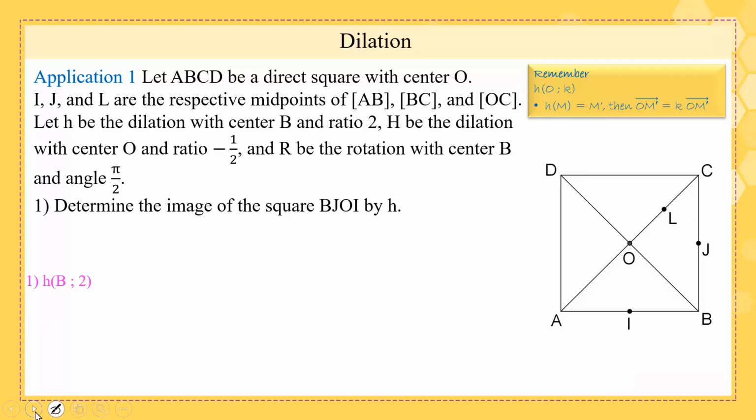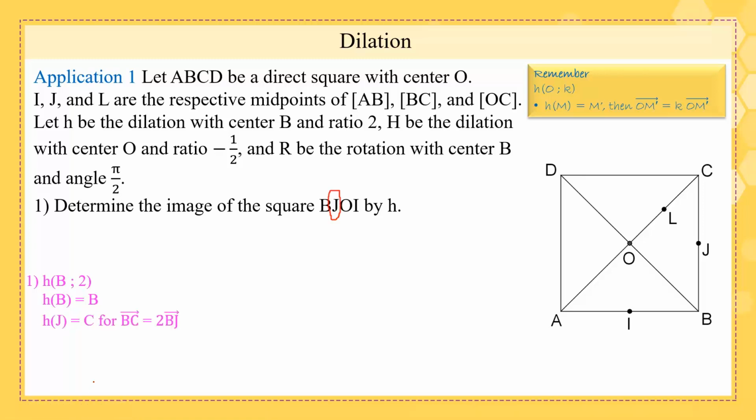How to find the image of a square by a dilation? First, you must find the images of the vertices of this square. Now we will start. H is of center B and ratio 2. Because B is the center of this dilation, it is easy to say that H of B is B.